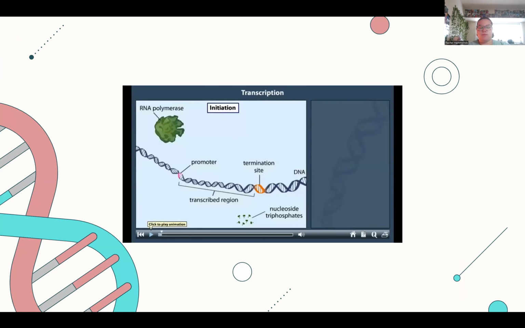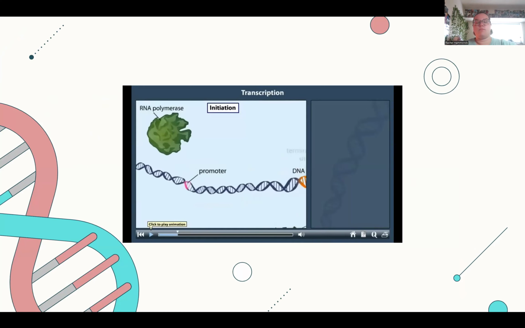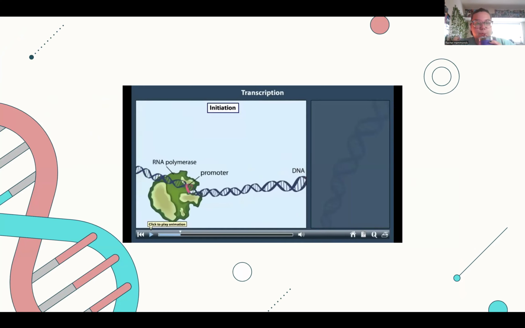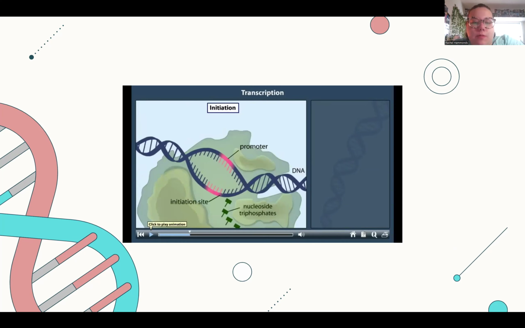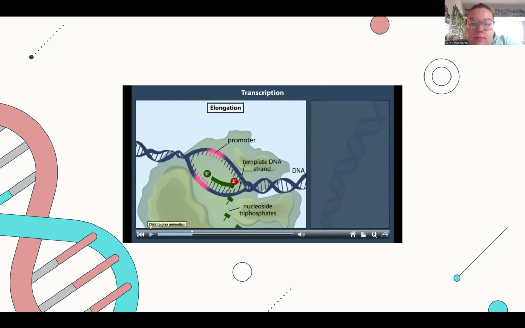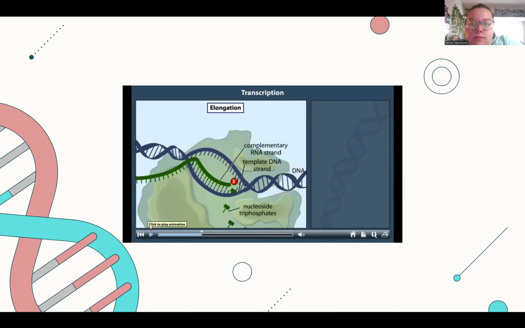Transcription is the first step in the expression of a gene. It is the formation of a specific RNA sequence from a specific DNA sequence. Transcription initiation occurs at a promoter, a region on the DNA where RNA polymerase binds. RNA polymerase attaches to the promoter and begins to unwind the DNA. At the initiation site, the polymerase begins reading the DNA template strand and building a complementary RNA strand from free nucleoside triphosphates. The RNA strand grows by the addition of these substrate molecules to its 3' end.